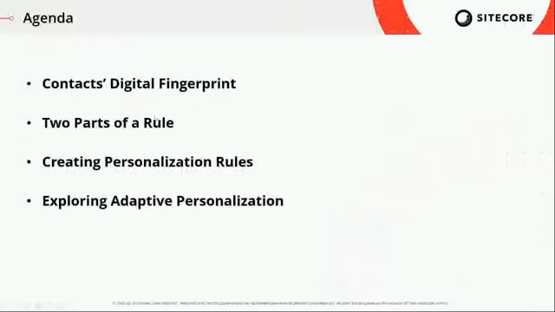Here's our agenda, and as we promoted, it's the following: context, digital fingerprint, two parts of a rule, creating personalization rules. And you'll see I've added something here for you. We'll go into a little bit of an exploration of adaptive personalization. One of the first things that I'll talk about are the two different styles of personalization, and we focus on the first part of the personalization, which is based on rules.